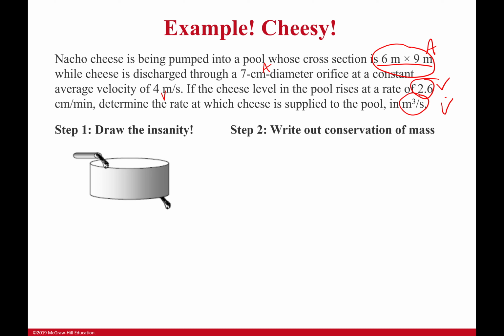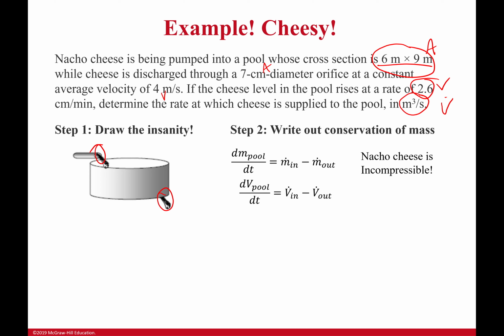So now what we're going to do is write out the conservation of mass. So here it is. The amount of cheese in my pool, mass in my pool as a function of time, is going to be equal to the mass flowing in minus the mass flowing out. Now if we're saying nacho cheese is incompressible, because why not? As a note, most fluids are considered incompressible. There are certain situations where they can compress, but you've got massive pressures then, and that's outside of the realm of this course. So if I know that I have an incompressible fluid, then I can just simply put it in terms of volume flow rates.